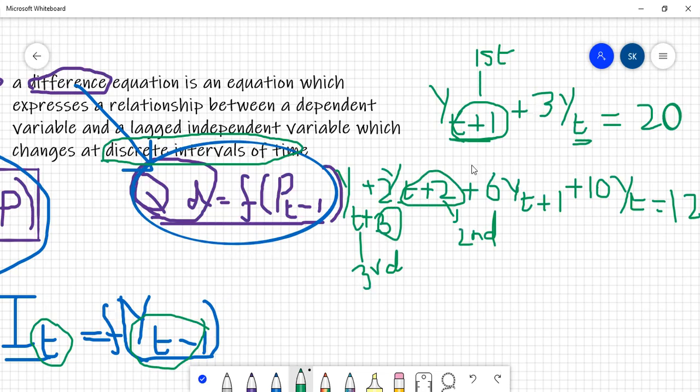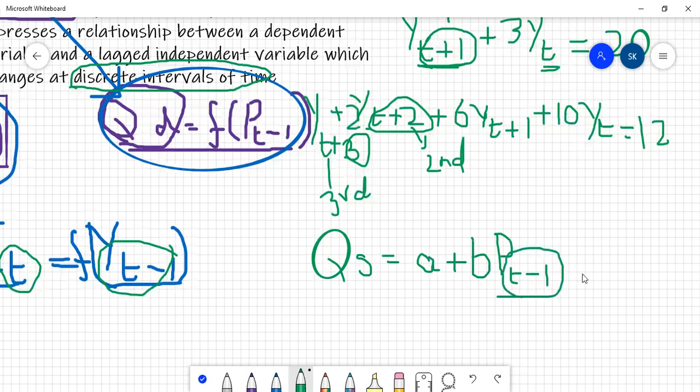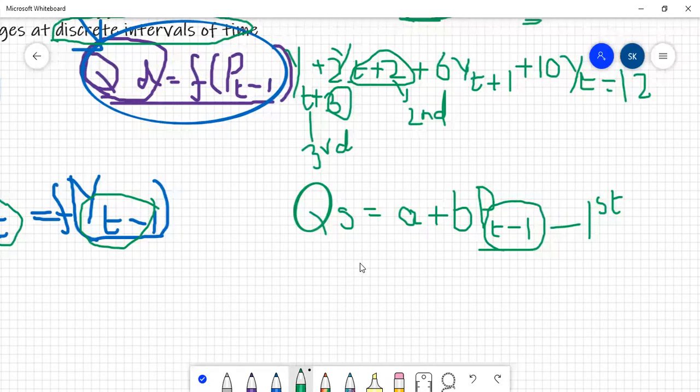Again, we have another form of writing difference equations as well. That is, suppose we have QS, the quantity supplied, equal to A plus B P(t-1). Now again, this is a first order difference equation. Why? Because it is lagged by one time period. So you should have an idea of what a first order difference equation is and what a second order difference equation is.